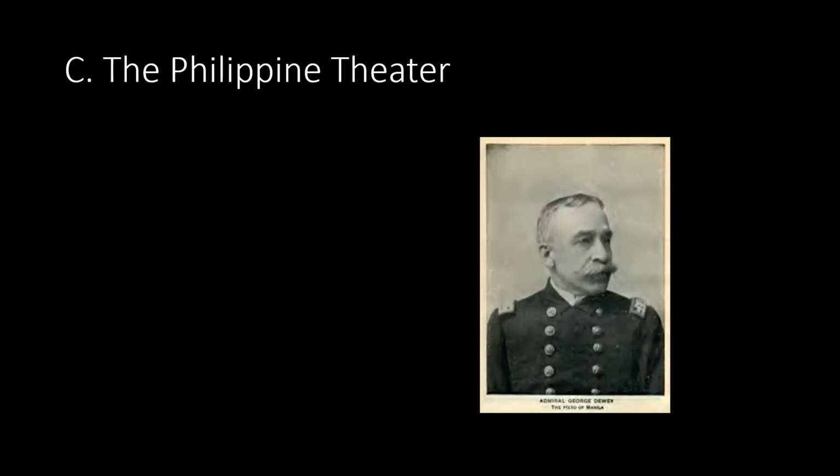The Philippine Theater. The war only lasted 113 days. John Hay, United States ambassador to England, had written Theodore Roosevelt, referring to it as a splendid little war. Under Secretary of the Navy, Theodore Roosevelt resigned to participate in the fighting. Before he left, he ordered Commodore Dewey, the man you see pictured there, to take and destroy the Spanish fleet in Manila. Emilio Aguinaldo was returned from exile to aid Filipino insurrectionists against Spain.